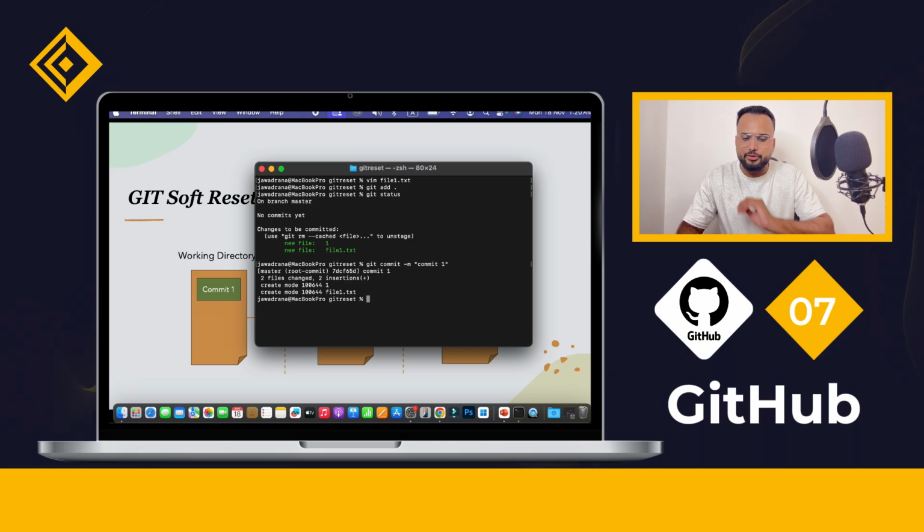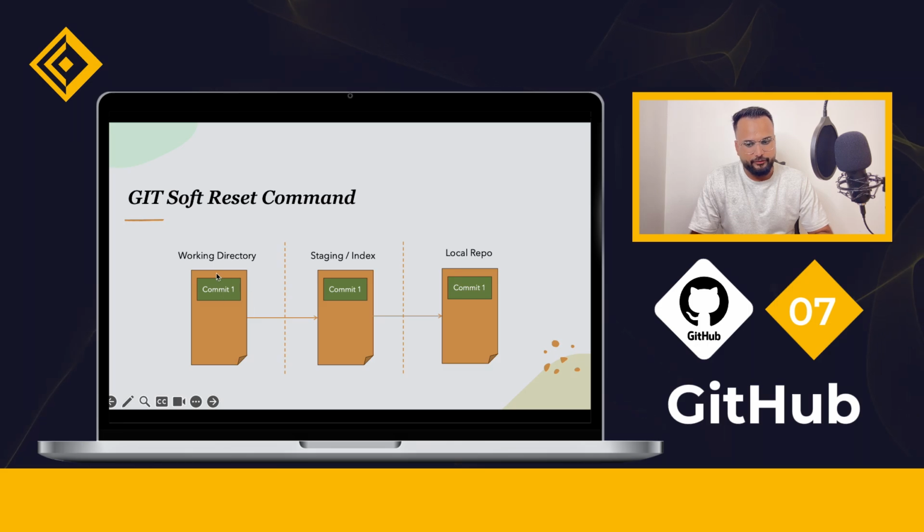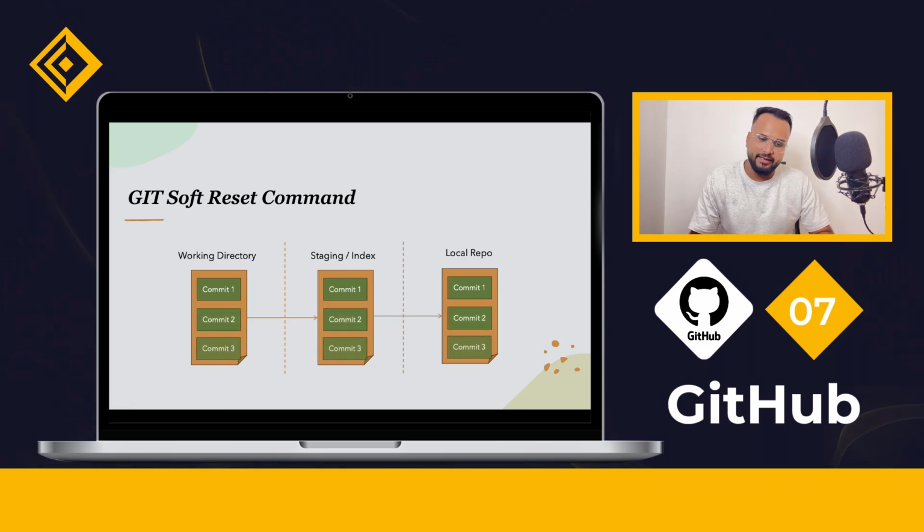As soon as I enter, my file is pushed inside my local repository. If I check git log minus one line now, you can see I have done one commit. The ID is 7dcf65d, and my head is at my latest commit. So what I have done here is I created one file in my working directory, pushed that file to my staging area, and similarly pushed the same file to my local repository as well. Similar to this, I will do the same for a second file and a third file.